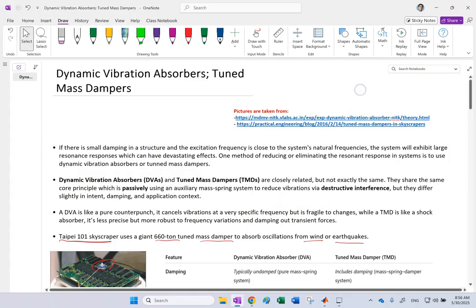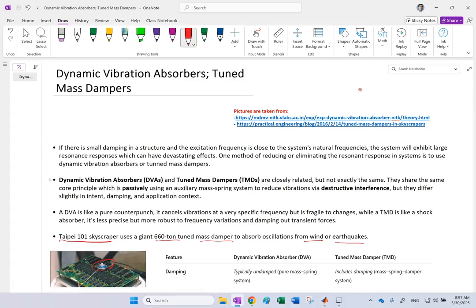So first, the dynamic vibration absorbers, or DVAs, and the tuned mass dampers, or TMDs, are closely related techniques for eliminating or minimizing vibrations, but they are not exactly the same.